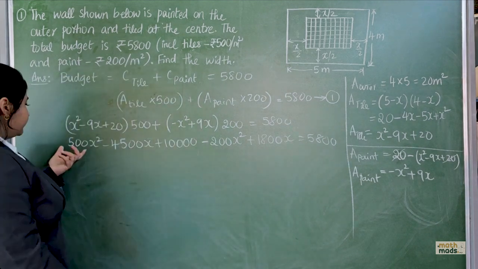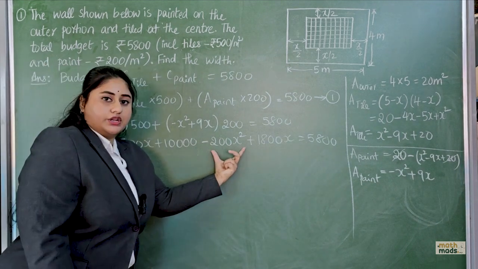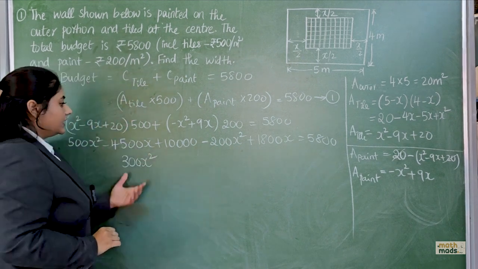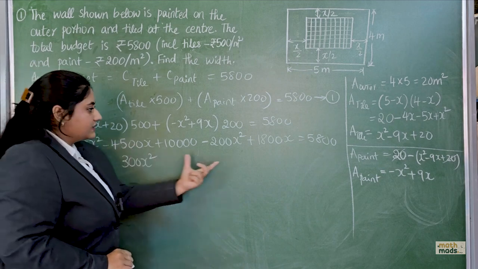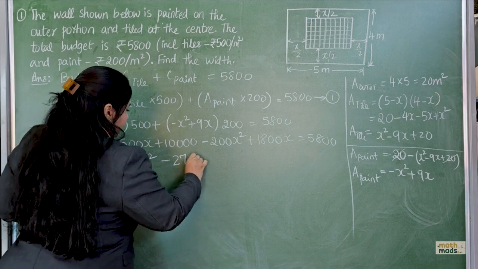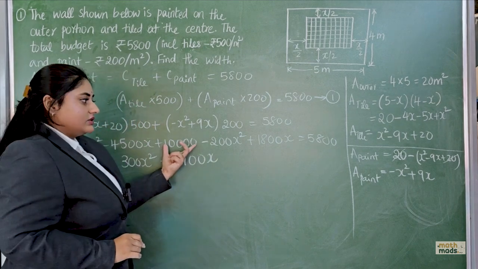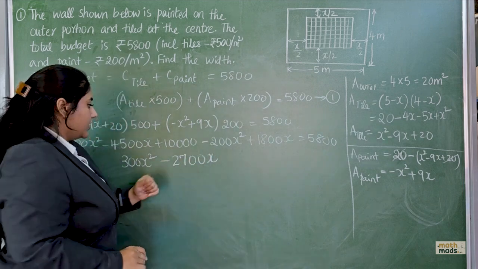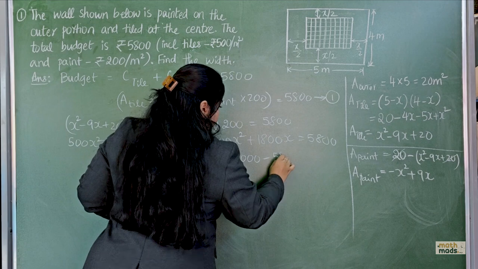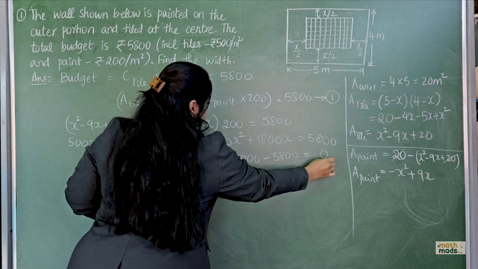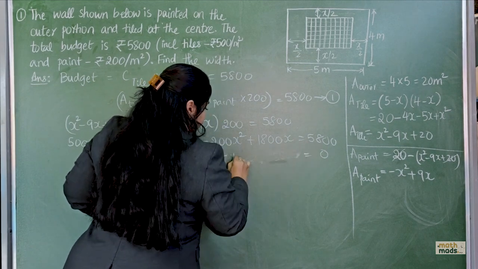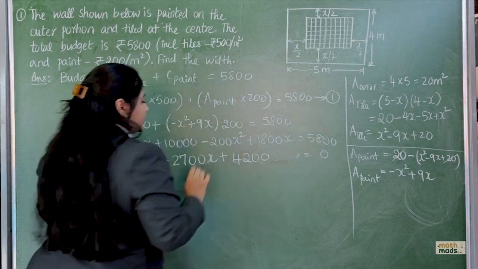Let's see if I can simplify something. I have 500x square and minus 200x square. So I'll get 300x square and minus 4,500x plus 1,800x. How much will I get? Minus 2,700x. I have a 10,000 here. If I bring 5,800 to the other side, what will I get? Plus 10,000 minus 5,800. And how much is that? This is equal to 0. So this will be 4,200. 4,200 is equal to 0.